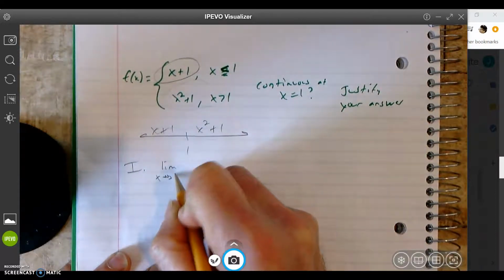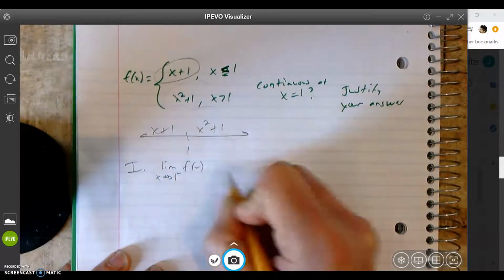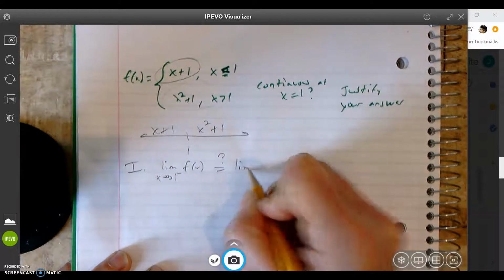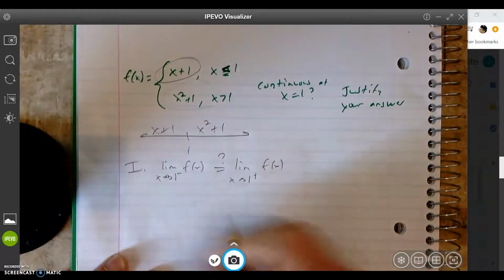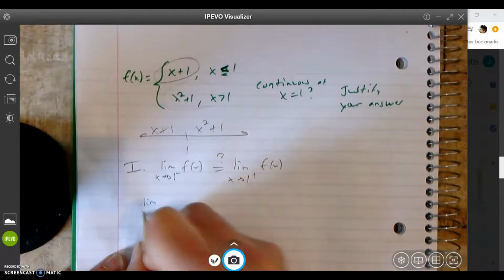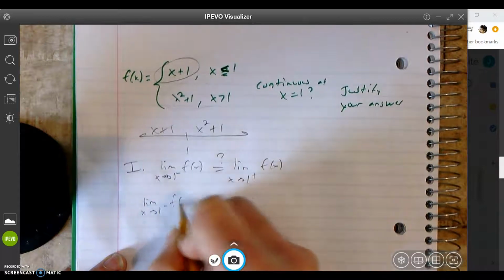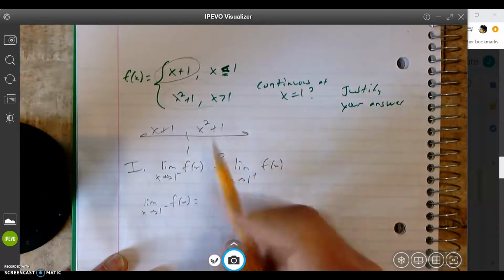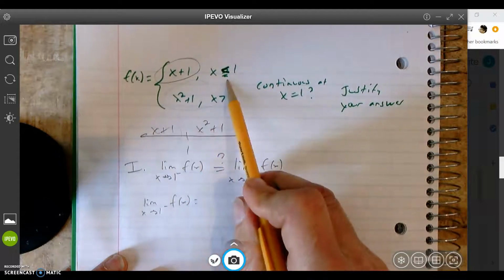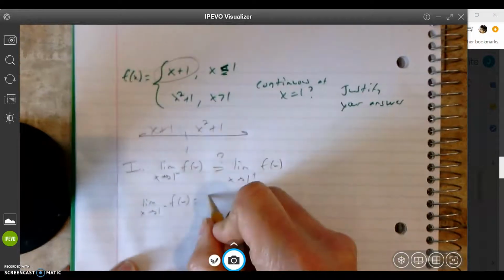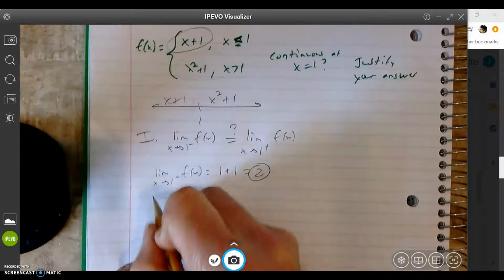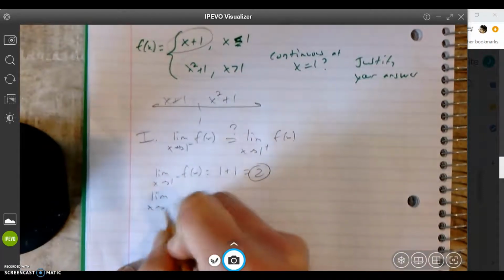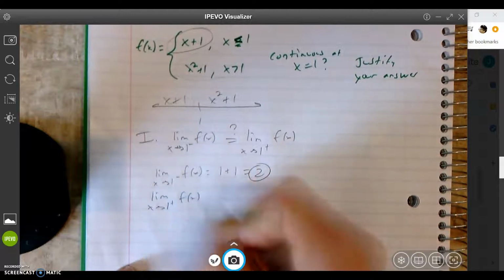Let's see. Does the limit as x approaches 1 from the left of f of x equal the limit as x approaches 1 from the right of f of x? Okay, let's try it. The limit as x approaches 1 from the left of f of x: from the left will be on this side because x is less than 1. So that's going to be 1 plus 1, which is 2. Easy. All right. The limit as x approaches 1 from the right of f of x.